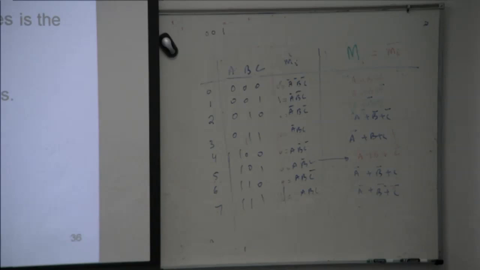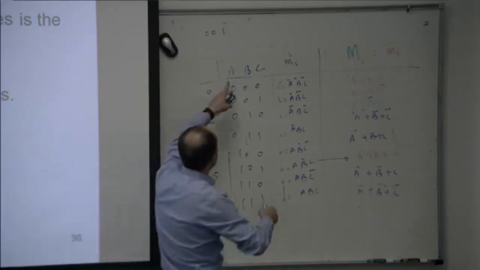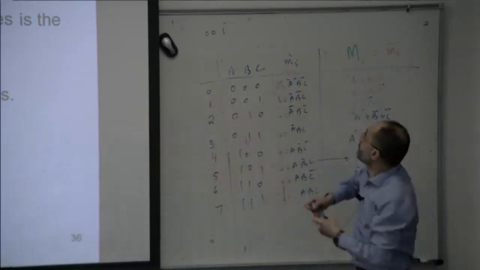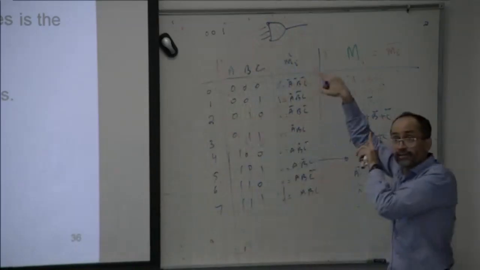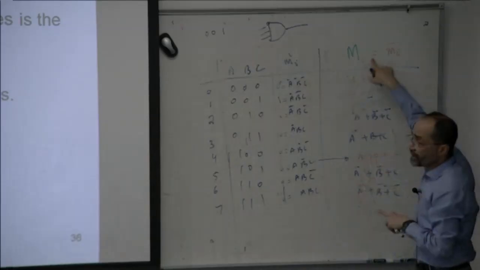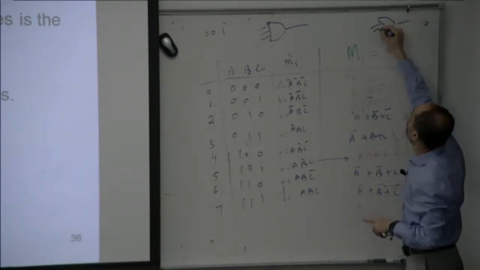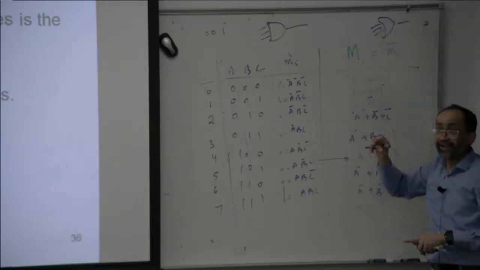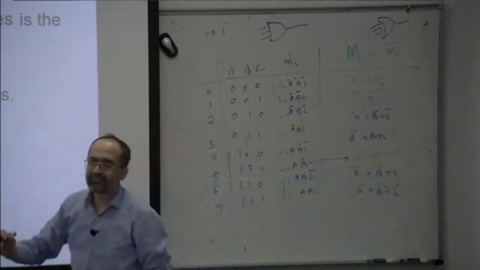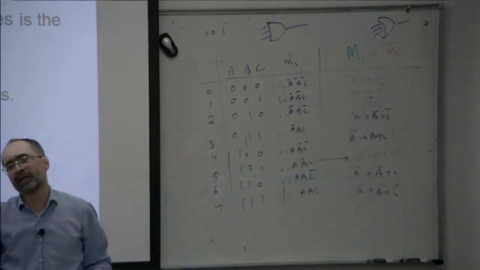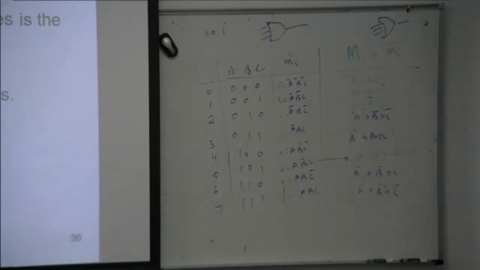And for the max term, for a particular combination, the output will be 0, and for all of the other combinations, the output will be 1. Why is it 0? Because this min term is actually a product term, and a product term says if any input is 0, the output is 0. And the max term is represented by what? OR gate. And if any input is 1, the output is 1. Got it? Please wait for some time, then I will explain how it works.